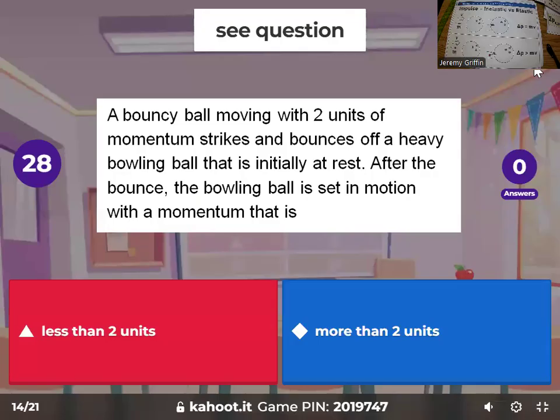A bouncy ball coming in with 2 units of momentum strikes and bounces off the heavy bowling ball. After the bounce, the bowling ball is set into motion with the momentum of.